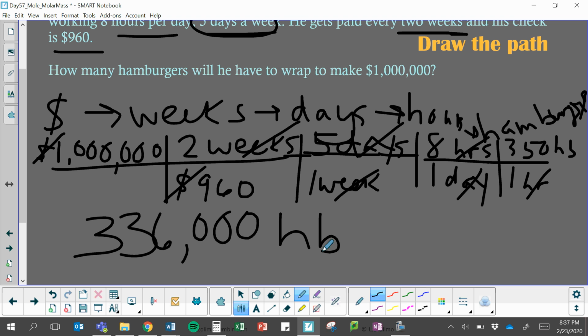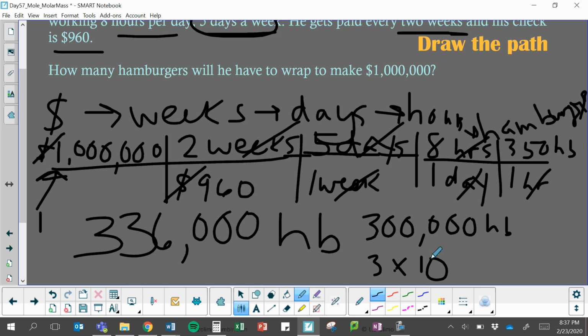But we have to remember our sig figs. So we go to the number we started with. It only has one significant figure, so our answer will also have one. So it will round to 300,000 hamburgers, or you can write that as 3 times 10 to the 5 hamburgers. This is a nice way that if you're having problems knowing where to start, you can write out the path. It's a strategy you can use.